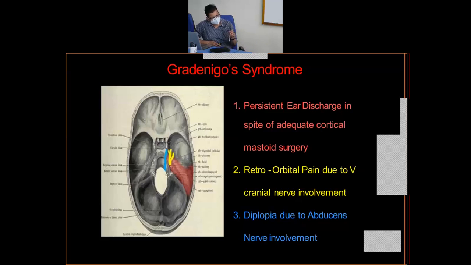So if infection involves the abducens nerve, what does it supply? Sixth nerve.